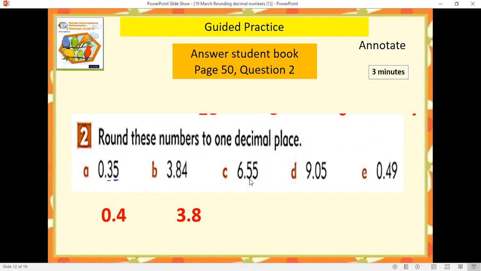6.5 is 6.6. Letter D, 9.1. And letter E, 0.5. Okay, I hope you have done this all correctly. Any question? Do you have any question? No.